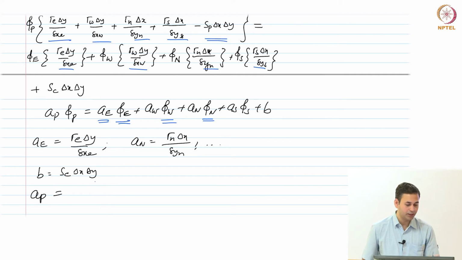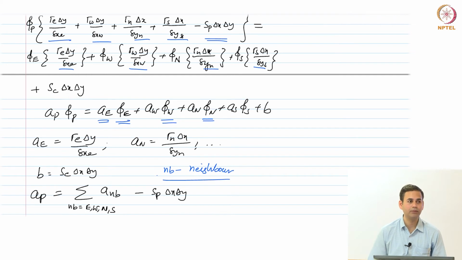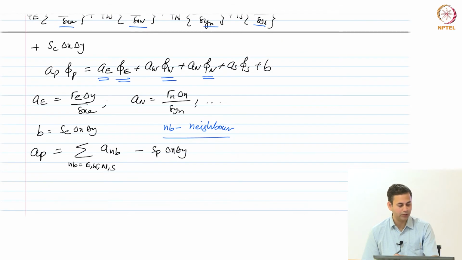Okay. So this is nothing but sigma A NB, where I would like to write NB as a neighbor, east, west, north, south, okay, sigma A NB minus SP times delta x delta y, where I am writing NB as a short form for neighbor. Is that correct? AP equals sigma A NB minus SP delta x delta y. Of course, we can also simplify our equation in terms of NB.